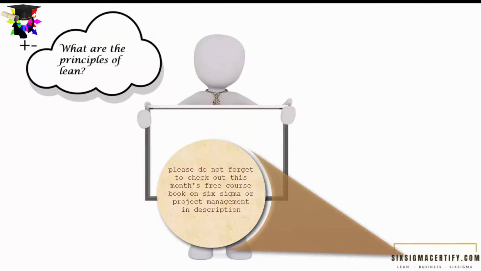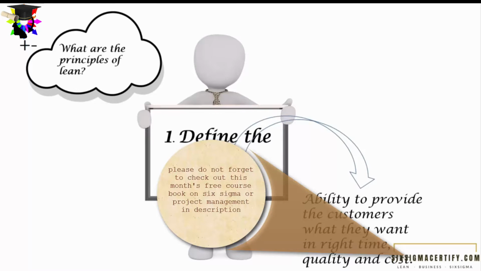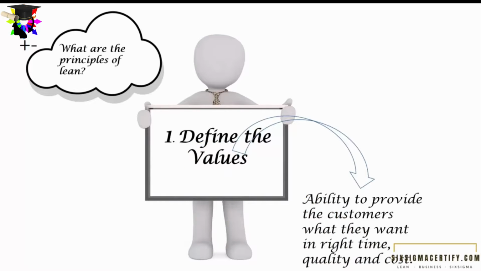So what are the principles of lean? The first principle of lean is defining the values. What does this mean? Value of any product or service should be defined according to the customer's perspective. Value, as we learned earlier, is the ability to provide the customers what they want in right time, quality, and cost. The end result is happy customers.